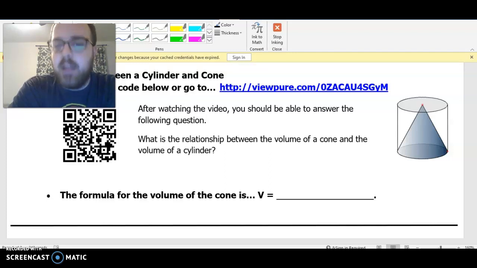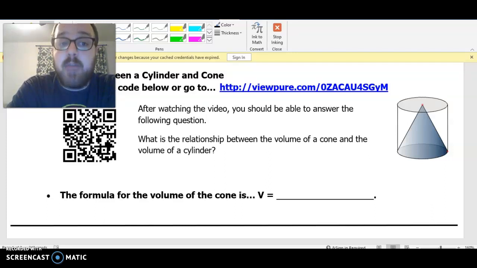In a moment, I want you to pause this video, go click on that video and watch it, and try to see if you can figure out what the relationship between a cylinder and a cone is. For example, you might see that the cone is 5 times as large, or the cylinder is 4 times as large, or whatever you see, that's the relationship we're looking for. So right now, pause this video, take a look at that one, and see if you can see what the relationship between these volumes is.